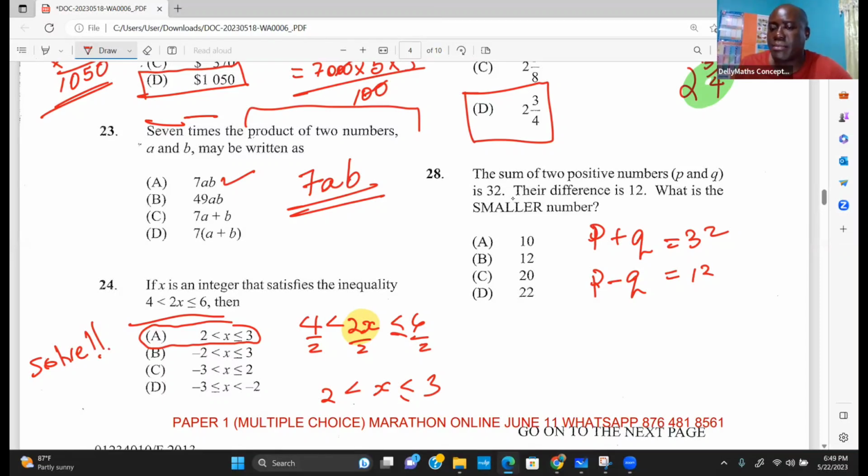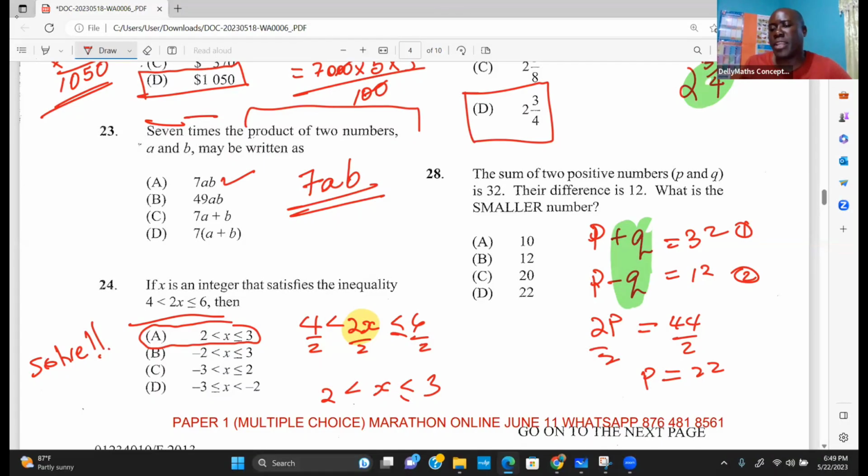add these equations. When I add 1 and 2, so that I can eliminate, I'll get 2P, which is going to give me 44, because as you can see, negative Q and positive Q become 0. So P, I've already found. P is equal to 22.